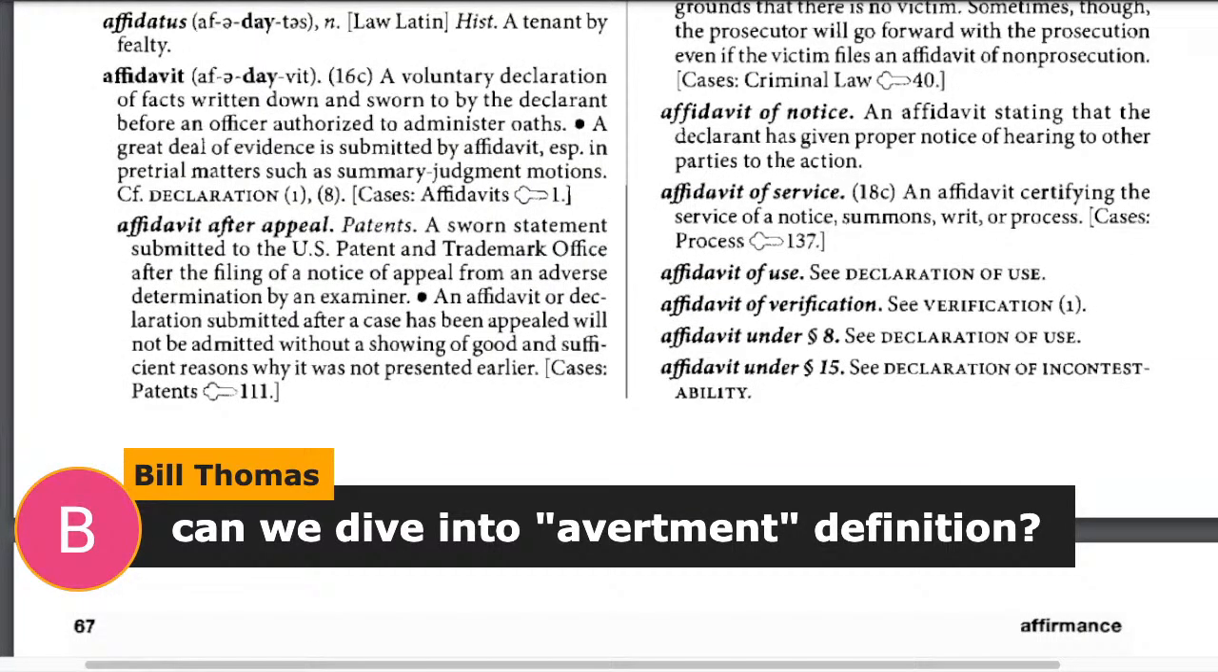Yes, here we have all these great affidavits go forever. Affidavit of service from 18th century: an affidavit certifying the service of a notice, summons, writ, or process. Nice.